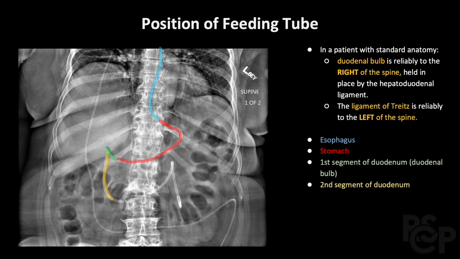It will then travel inferiorly to the second segment of the duodenum, which is colored in yellow. It then courses back to the left of the midline in the third segment, which is purple, and then travels superiorly from there in the fourth segment to reach the DJ junction at the ligament of Treitz. This is the ideal location for the feeding tube, as we discussed previously. If a tube stays to the left of the midline in the abdomen, it is likely still in the stomach.